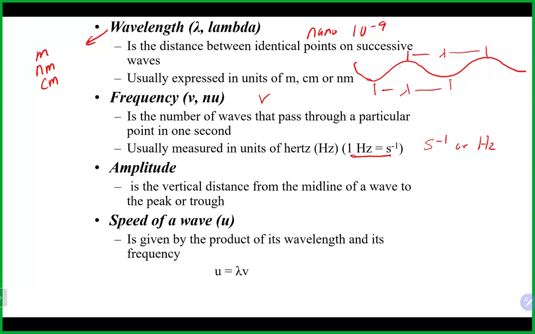The amplitude is the vertical distance from the bottom to the top of your wave. One way you could calculate the speed of a wave is to take the wavelength times the frequency. Wavelength is in meters and frequency is in reciprocal seconds, which gives you a speed in meters per second, the typical units associated with a wave.